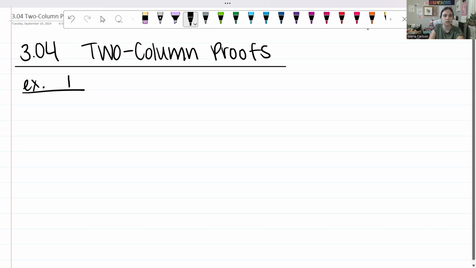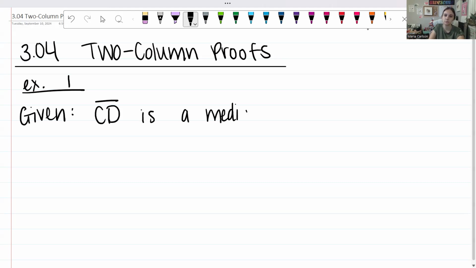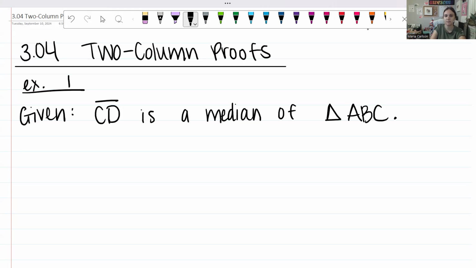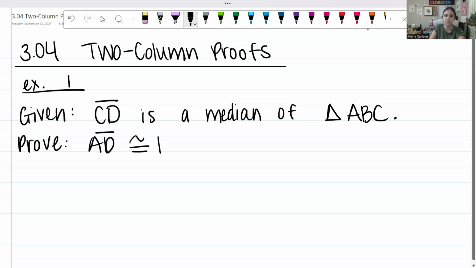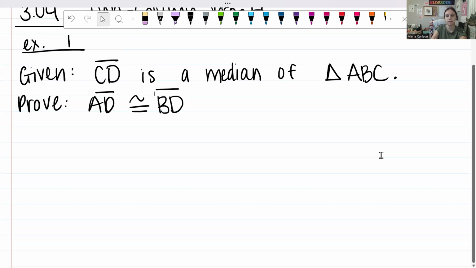And we have given CD, segment CD, is a median of triangle ABC. So that is our given. Segment CD is a median of triangle ABC. We are going to prove that segment AD is congruent to segment BD. And I will draw our triangle here, and you will draw this as well in your notes.